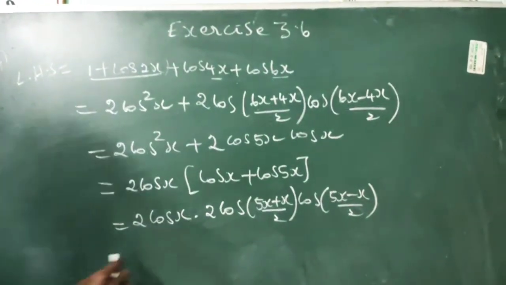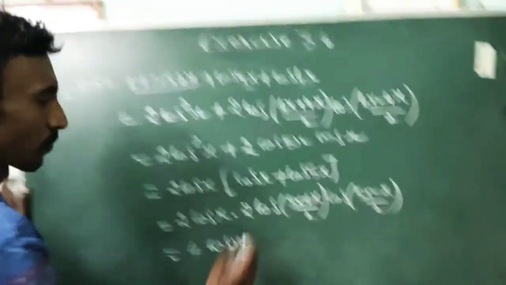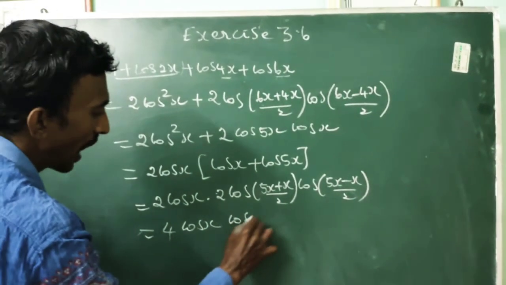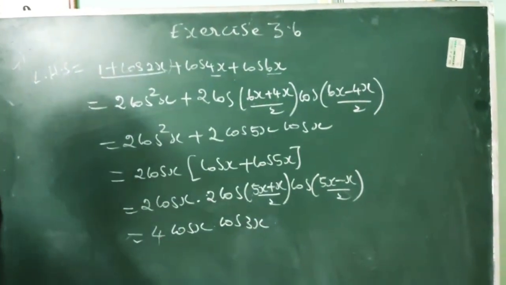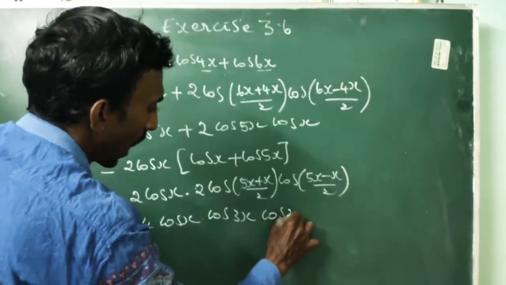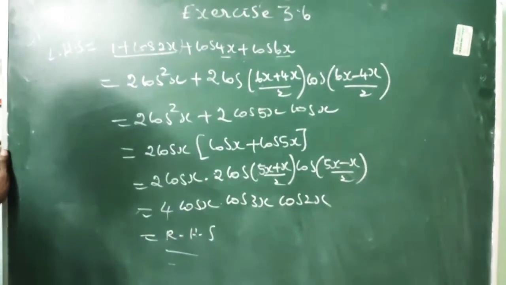So 2 into 2 is 4 cos x. 5 plus 1 is 6, 6 by 2 is 3, so cos 3x. 5 minus 1 is 4, 4 by 2 is 2, so cos 2x. That is the RHS.